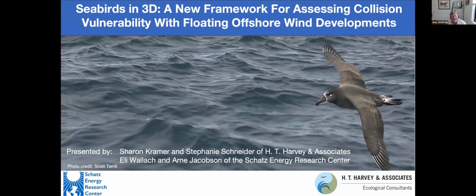So today's session, as I'd mentioned, is Seabirds in 3D, a new framework for assessing collision vulnerability with floating offshore wind developments.